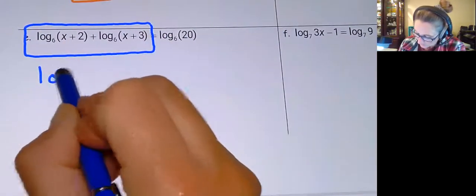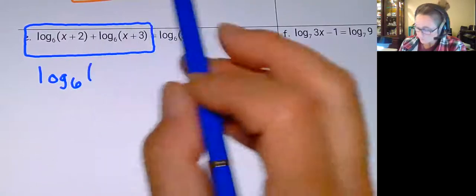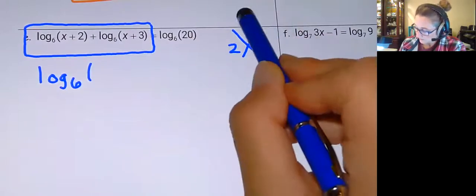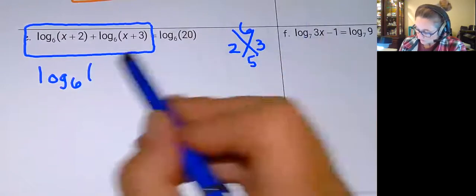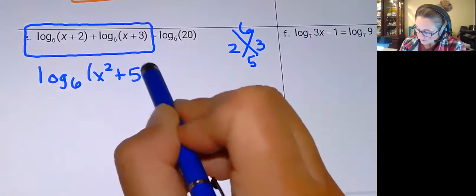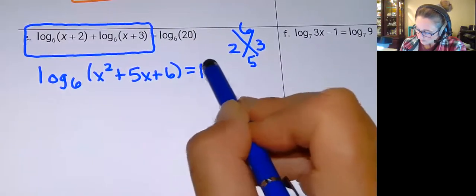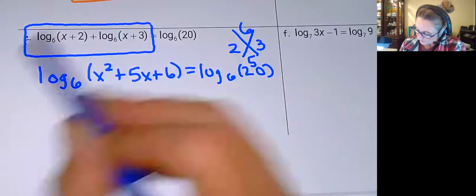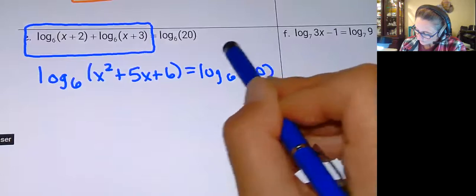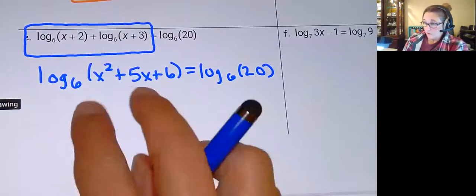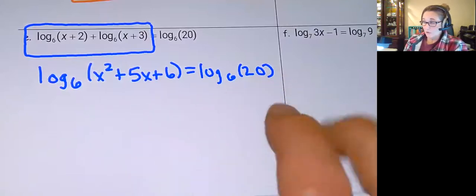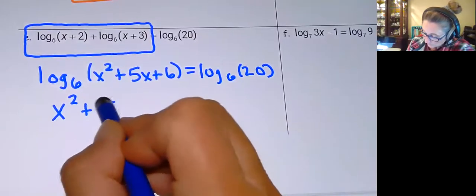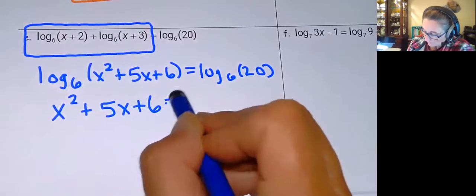So this is going to be log base 6 of, and I'm going to do the diamond to multiply this. I have an x plus 2 and an x plus 3, so I have a 2 and a 3. Multiplies to 6, adds to 5. So this is going to be x squared plus 5x plus 6 equals log base 6 of 20. Okay, now that I have a log equal a log, I can take what we're taking log of and set them equal to each other. I can only do this when both sides are logs. Otherwise, I have to rewrite it in exponential form.